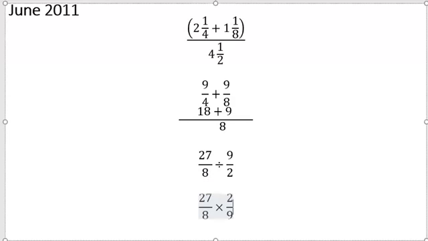So I can say 2 into itself goes 1 time, 2 into 8 goes 4 times, and 9 into itself goes 1 time, 9 into 27 goes 3 times. So now what I have is 1 multiplied by 3 to give me 3, and that is divided by 4 multiplied by 1 to give me 4. So my answer for June 2011 is 3 over 4.